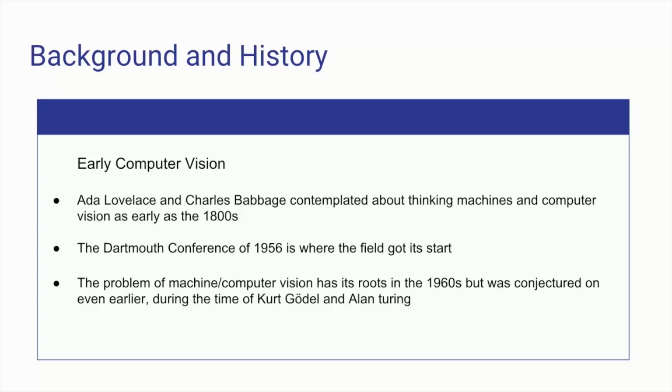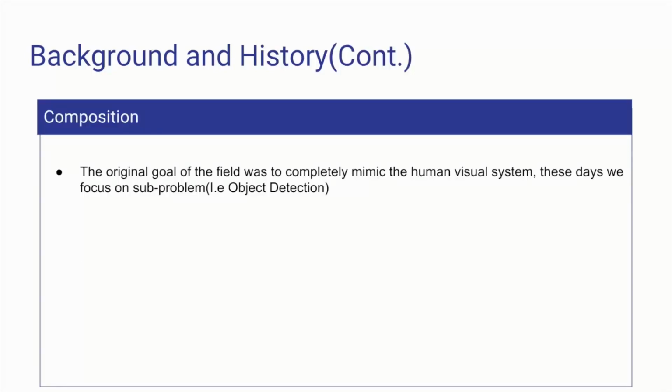A huge subfield of mathematics and logic, and it creeps into everything from physics to computer science to even artificial intelligence. I encourage you to do further research on that. So the original goal of the field was to completely mimic the visual system. That was obviously quite a lofty goal, seeing as we have not, as of yet, gotten close to mimicking the human visual system in totality. And these days we tend to focus on sub-problems, things like object detection, image classification, etc.